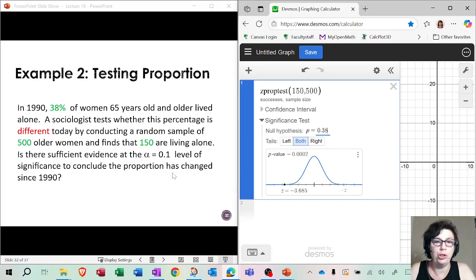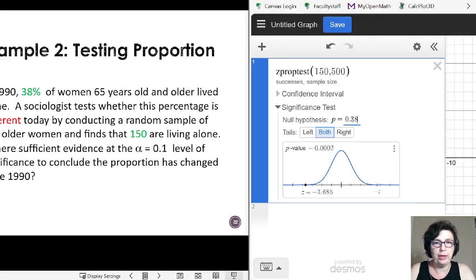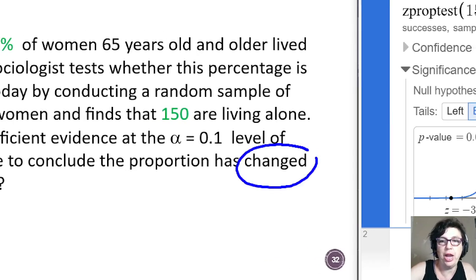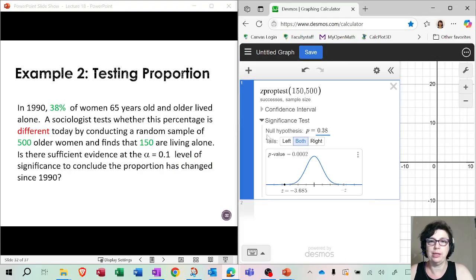It all depends on the claim. So look at the claim. It says, we want to know whether the proportion has changed. So changed, immediately, not equal. So this is a two-tail test, which means we don't have to change anything here. And everything else is already done.